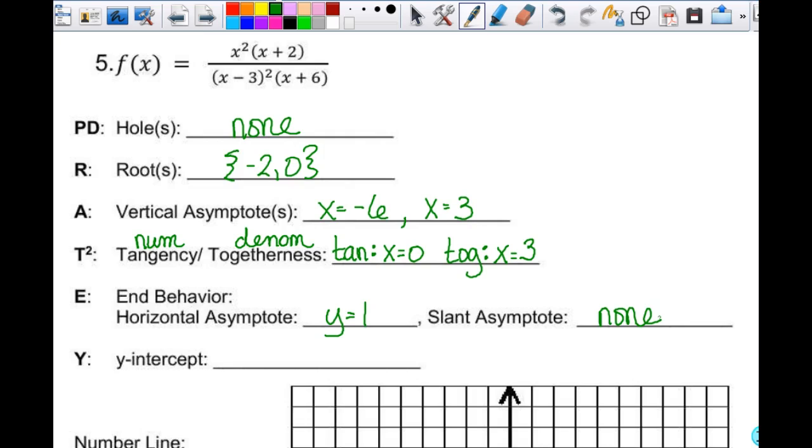Y-intercept, when it's factored out, that actually means I have to do at least a little bit of something. But once I substitute 0 in for x, what do I get? 0 automatically. Once I substitute this 0 in right here, that zeroes out the numerator, which means it doesn't matter what else happens, it's 0, 0. Okay. So then I need to do my number line and come down here.